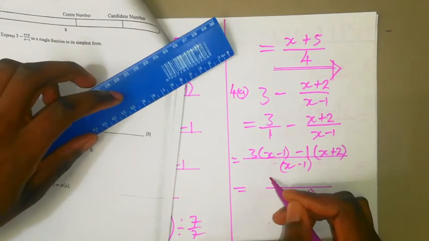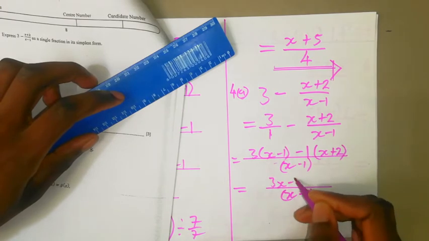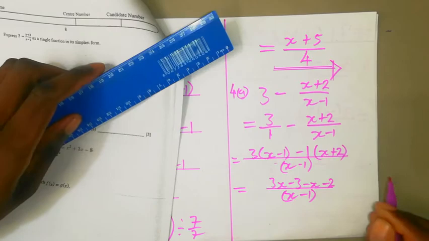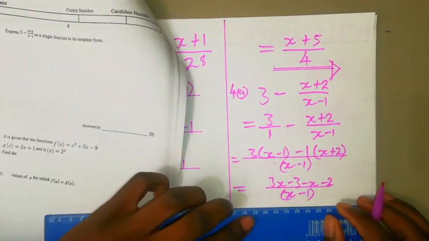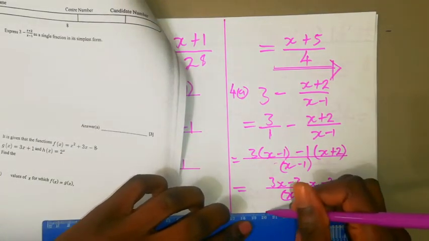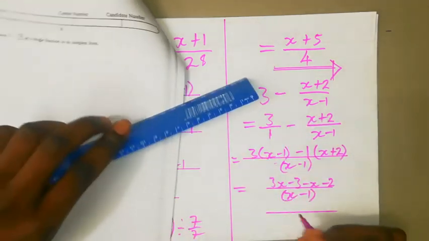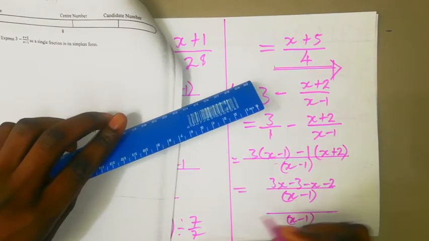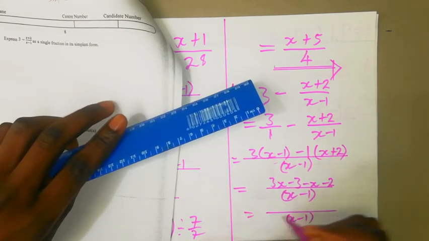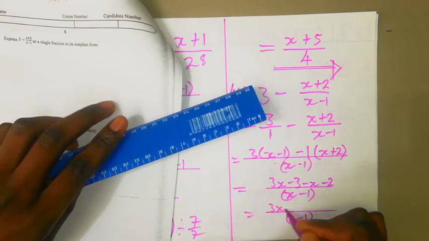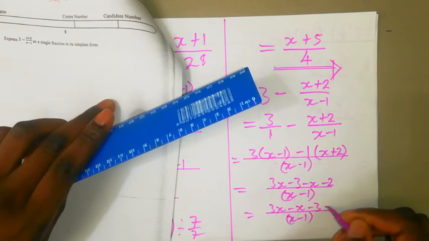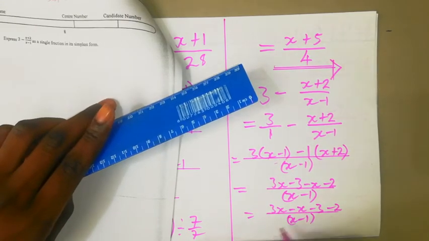So that's 3x minus 3 minus x minus 2. Then I'll collect my like terms here. Common denominator x minus 1. So it's 3x minus x minus 3 minus 2. Then I'm going to my final answer here.